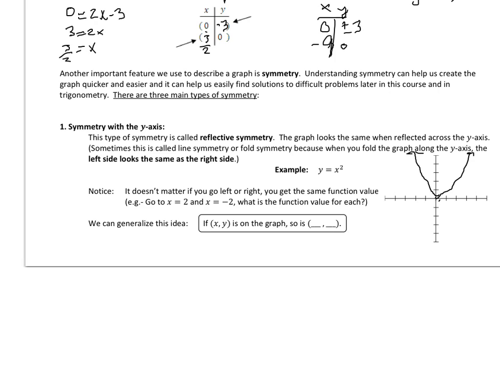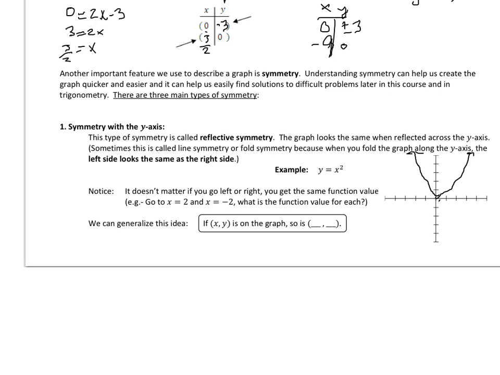Okay. So now it doesn't matter if you go left or right, you should get the same function value, okay? So it doesn't matter if I plug in 2 or -2 for x, I'm going to get the same y value, correct? If I plug in 4 or -4 for x, or if I plug in 2.7 or -2.7 for x, because I'm squaring them, I'm going to get the exact same y value. That gives us symmetry about the y-axis, okay?